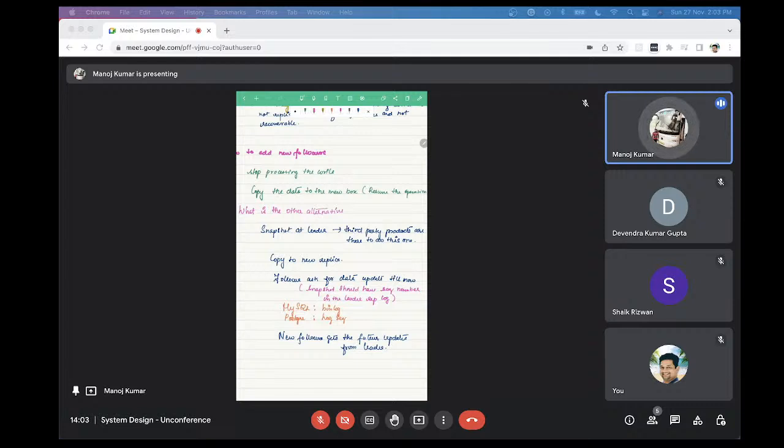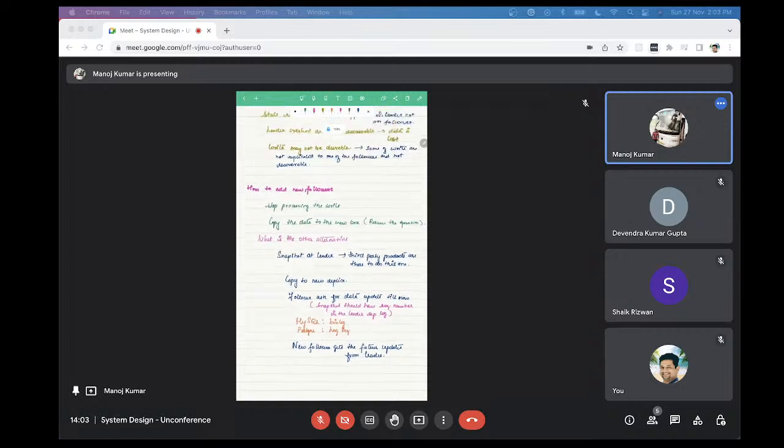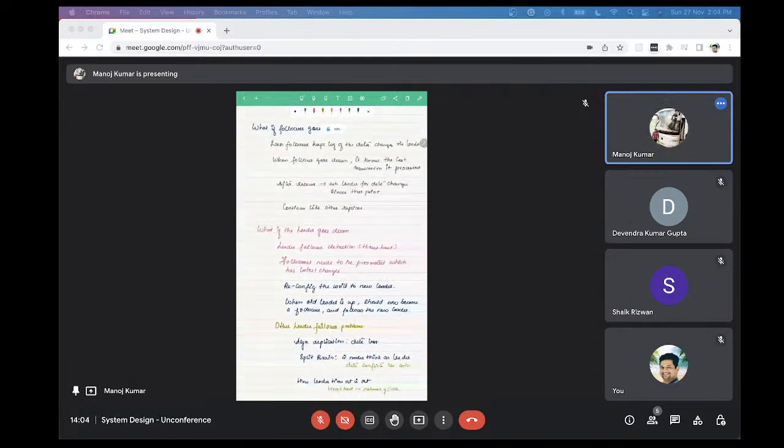From then on, after getting all that, the new follower gets further updates from the leader. So that's how it works when you want to add new followers. Any questions on this?